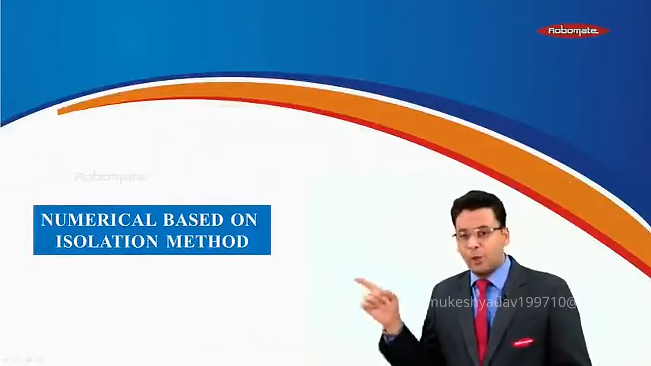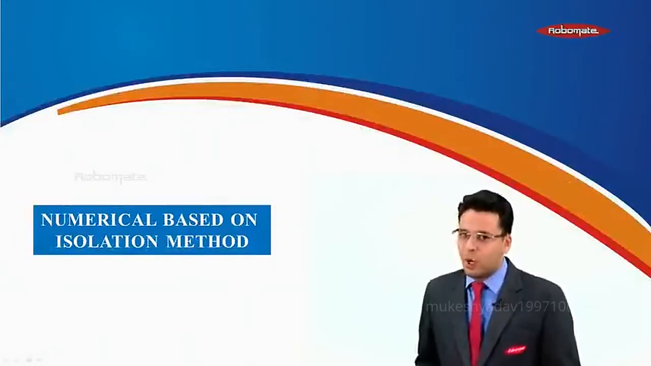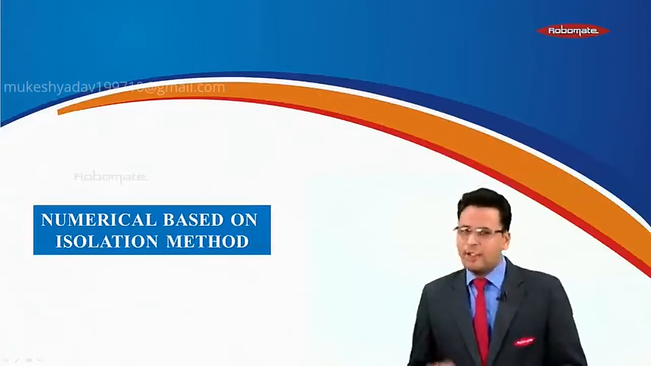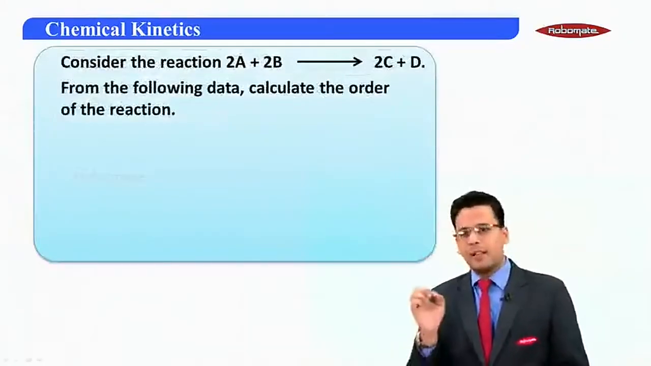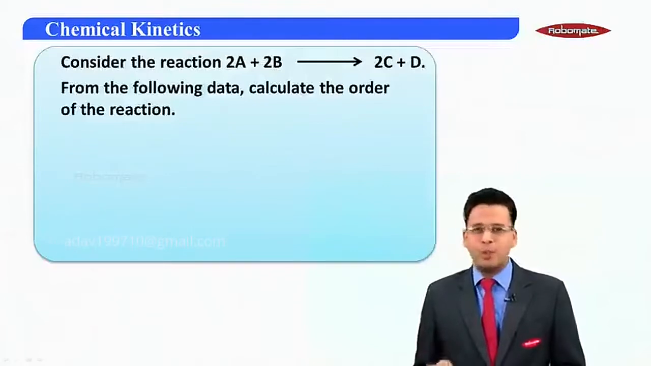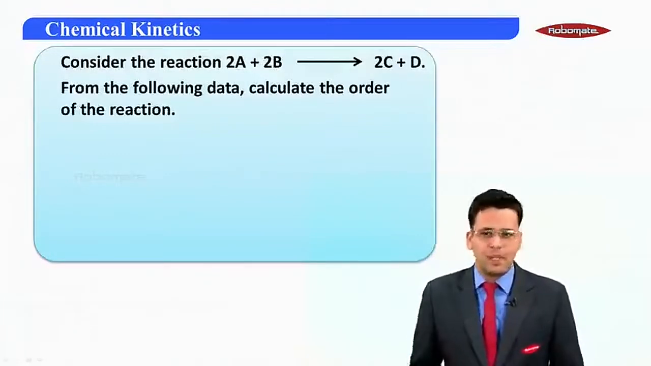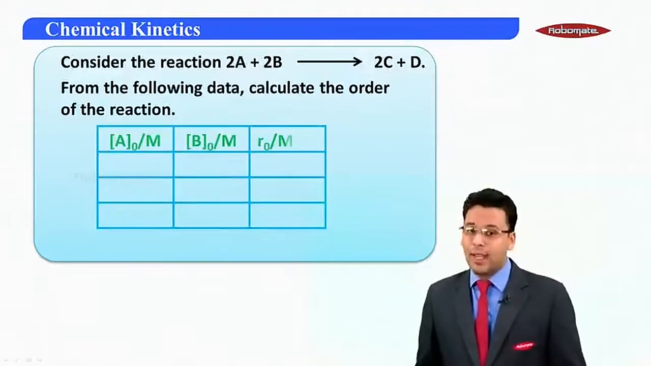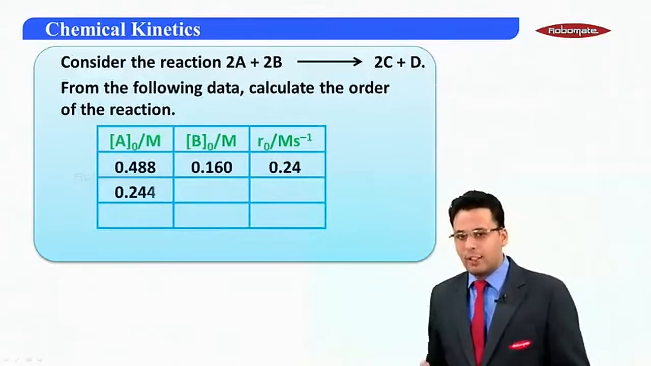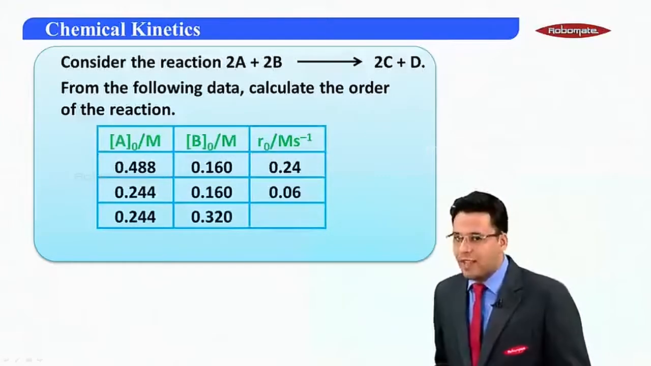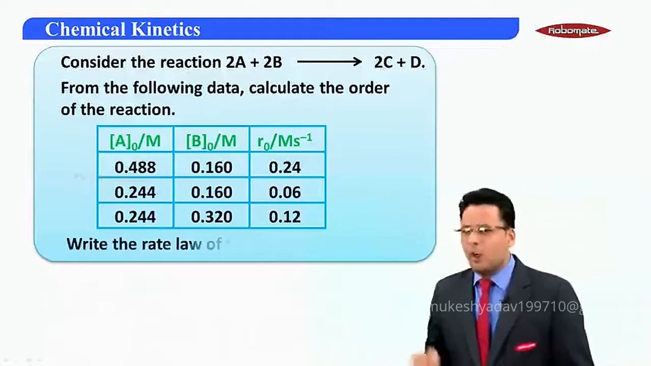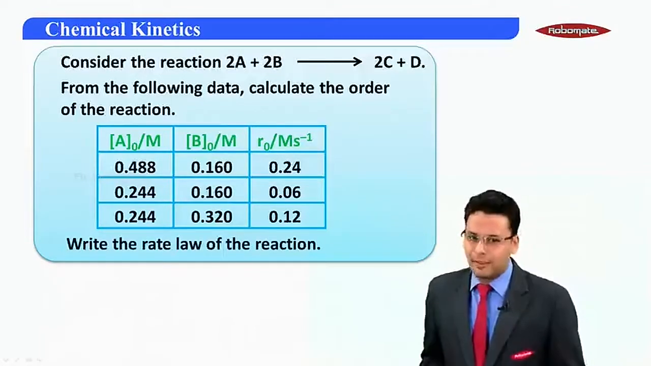Here in this module, we will study a numerical based on the isolation method. Very simple and very important. So let's take a look at the numerical. Consider the reaction 2A plus 2B gives 2C plus D. From the following data, calculate the order of the reaction. The data is given to us: concentration of A, B and the corresponding rate of the reaction. Also write the rate law of the reaction.